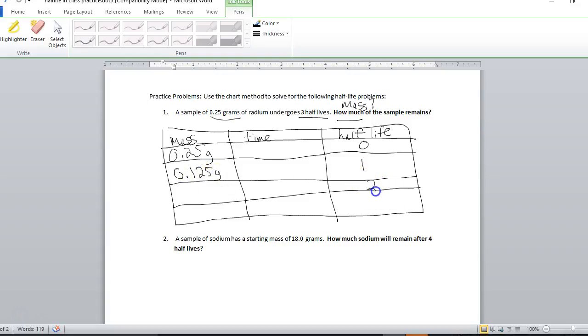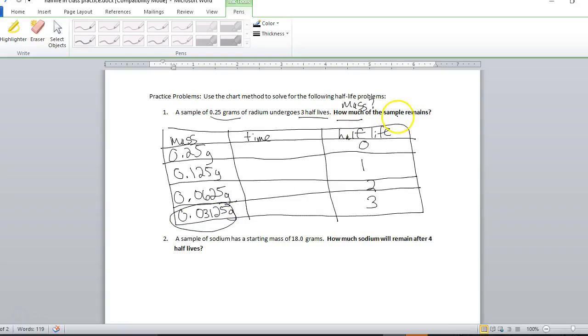After a second half-life, again, half-life means you're dividing your sample by 2. So your previous mass, 0.125, divided by 2 would be 0.0625 grams. And then your third half-life, you would have that previous sample, 0.0625, divided by 2. So you have 0.03125 grams left.